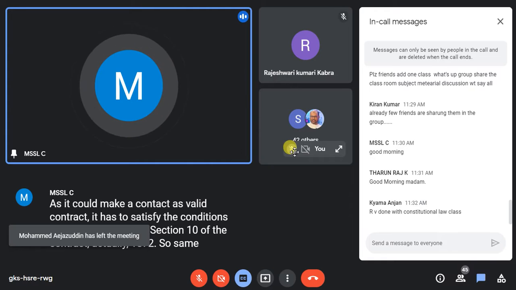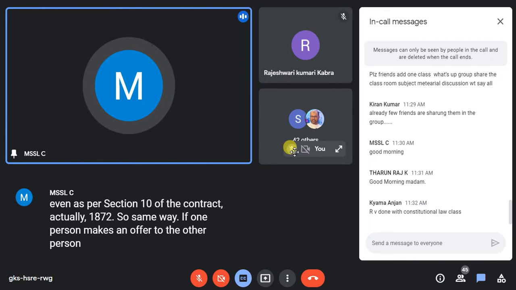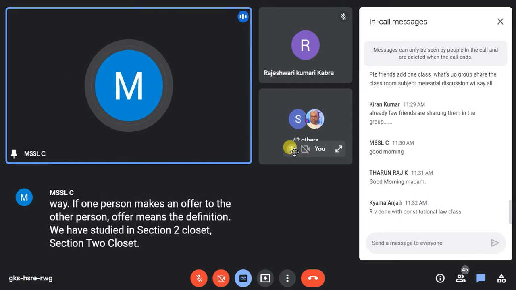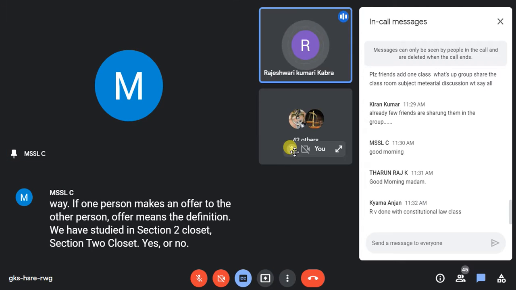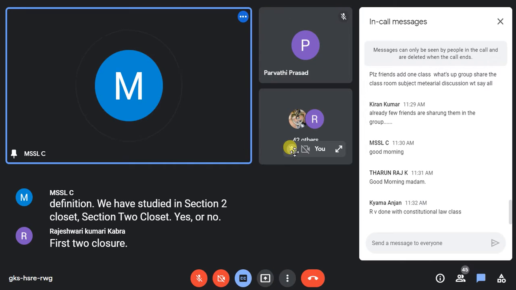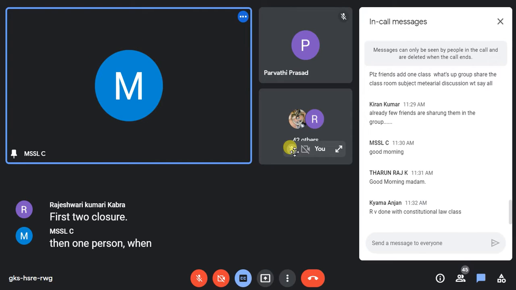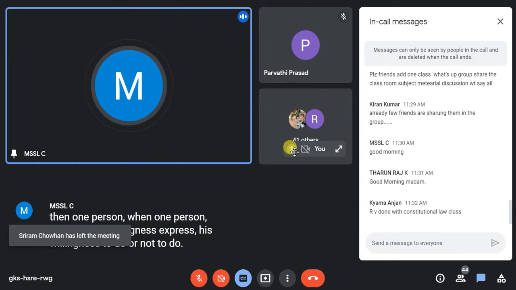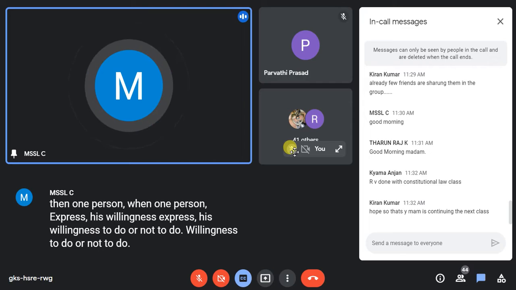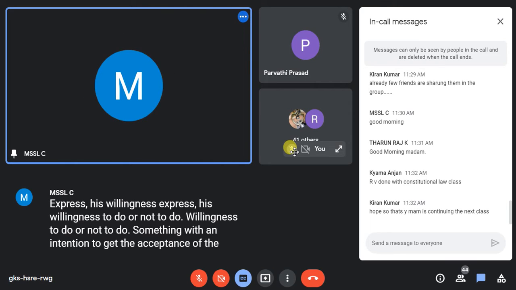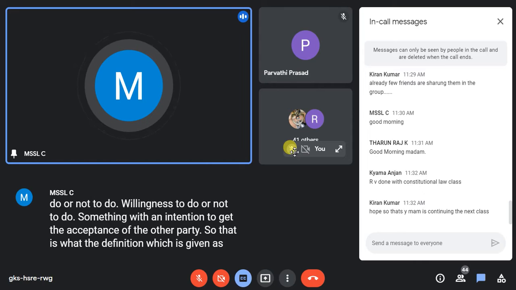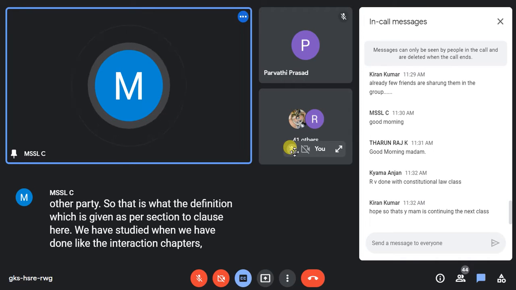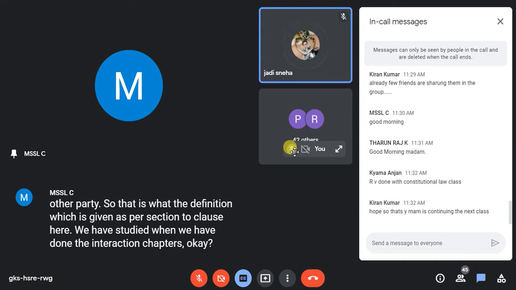In the same way, if one person makes an offer to another person, the definition we have studied is in Section 2 clause (a). It talks about when one person expresses his willingness to do or not to do something with an intention to get the acceptance of the other party. That is the definition given in Section 2 clause (a), which we studied in the introduction chapters.